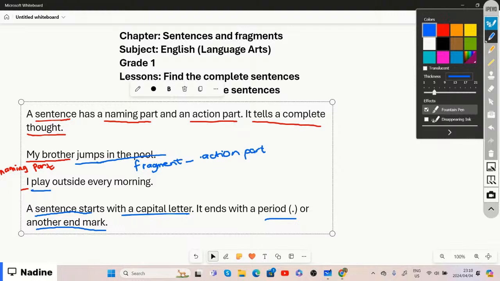In our previous lessons, we did the different types of sentences, and that is where we said we have a statement, command, question, as well as exclamation sentence. With all four of those types, our sentences end with a period, exclamation point, or a question mark, which means that a sentence starts with a capital letter, but it ends with either a period or any other end mark, which can be an exclamation point or a question mark.